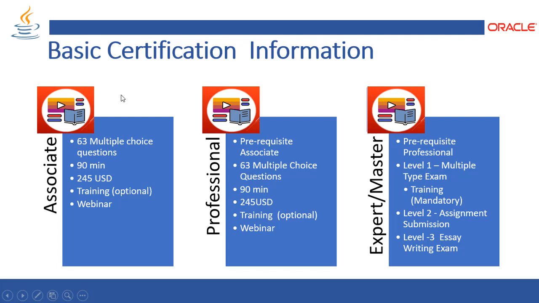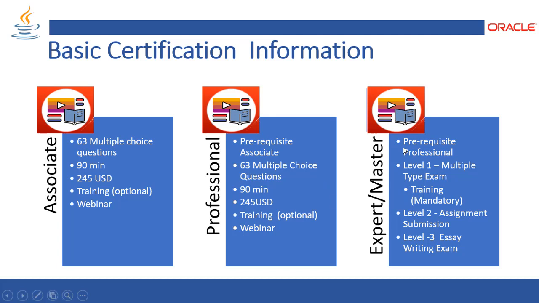With respect to the PL SQL developer, there are associate, professional and master levels. For Associate, they have 63 multiple choice questions, 90 minutes, and 245 is your price. Training is optional, and they will provide you a webinar. For the professional, there is a prerequisite that you have already done your associate. It has 63 multiple choice questions, 90 minutes, 245, training is optional and webinar and training resources are available.